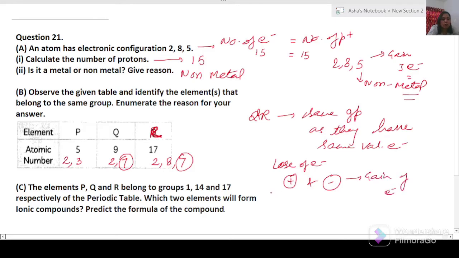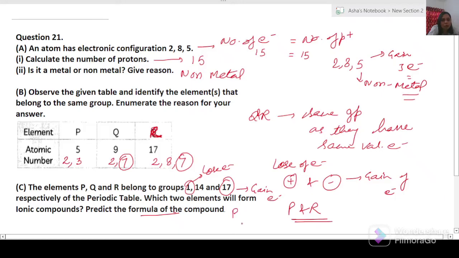So you will have to look for them. If it is group 1, it will obviously lose an electron, and group 17 will gain an electron, right? In this way P and R will form the ionic compound. Okay, predict the formula of the compound.